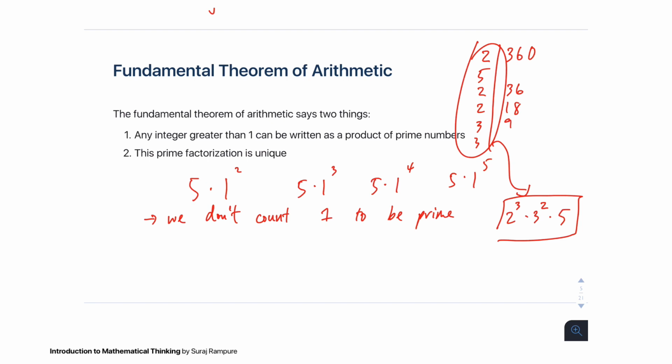So for example, at 36, instead of manually dividing 2, 2, 3, 3, 36 is 6 squared, which has to be 2 squared times 3 squared. Is that clear? You got a question?